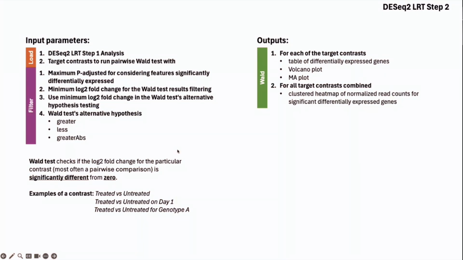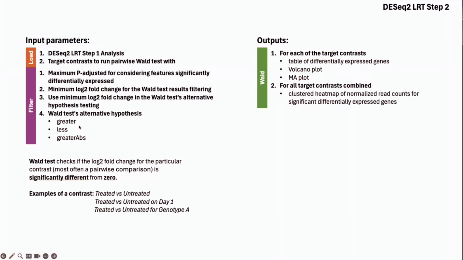The next step is DESeq LRT step 2 pipeline. It takes the output of the first step. Then a user provides the name of the contrast that he wants to see in details. And then he also can provide several filtering thresholds such as p-adjusted, minimum log-fold change, and two parameters that will make the result more strict.